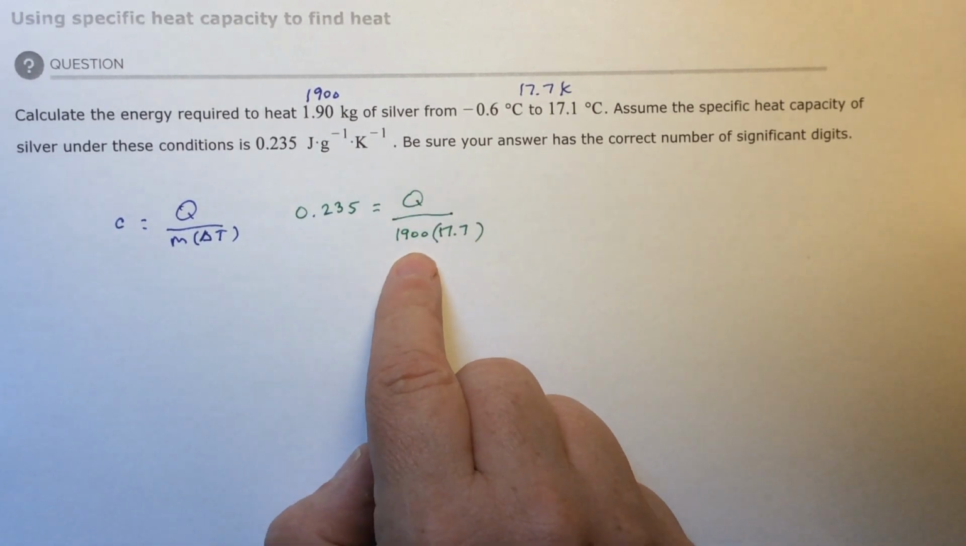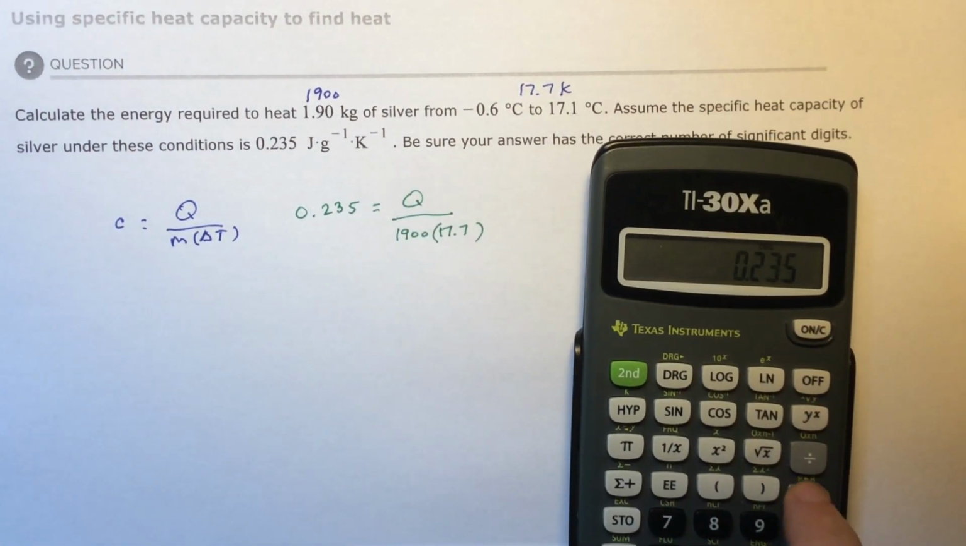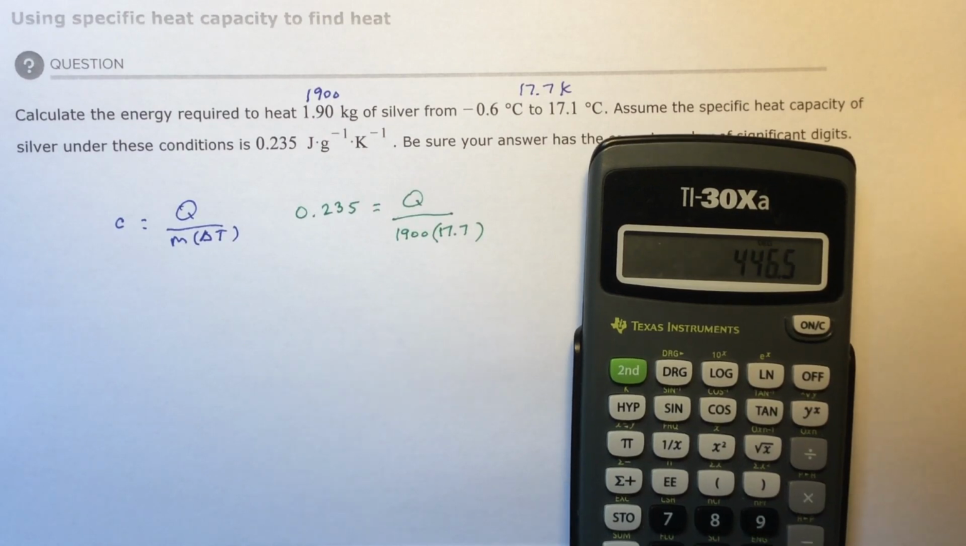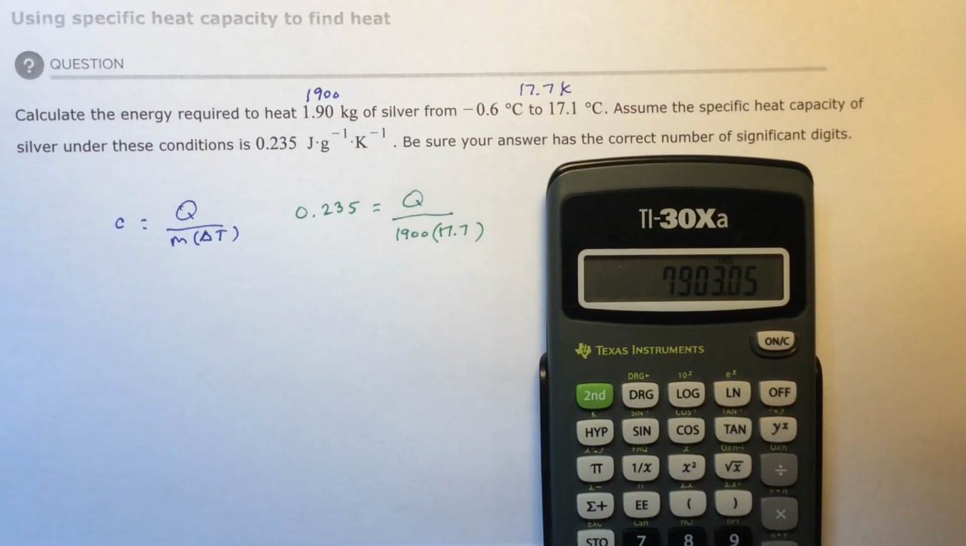I have to take the 0.235, multiply it by 1900. I also multiply it by 17.7. Okay, I get 7903.05. In joules, it's going to be 7,903.05. Kilojoules would be 7.903. I think kilojoules is probably the better unit to use, because of the amount.